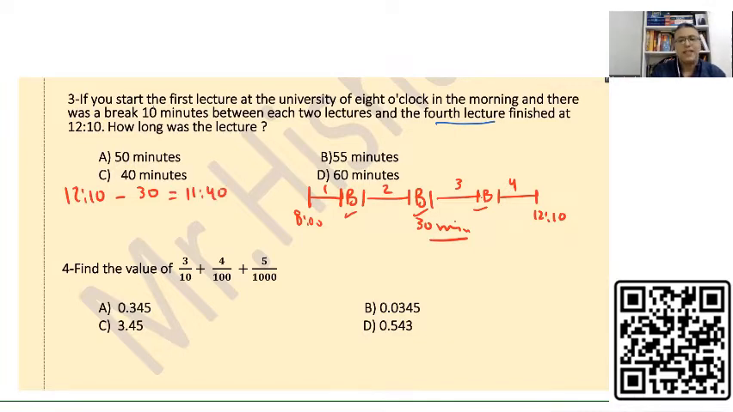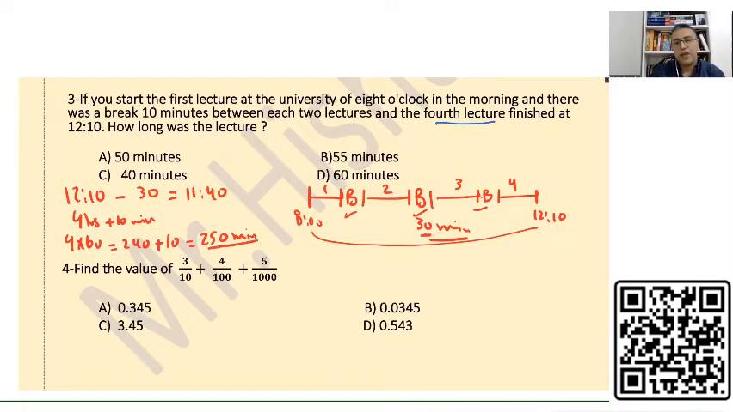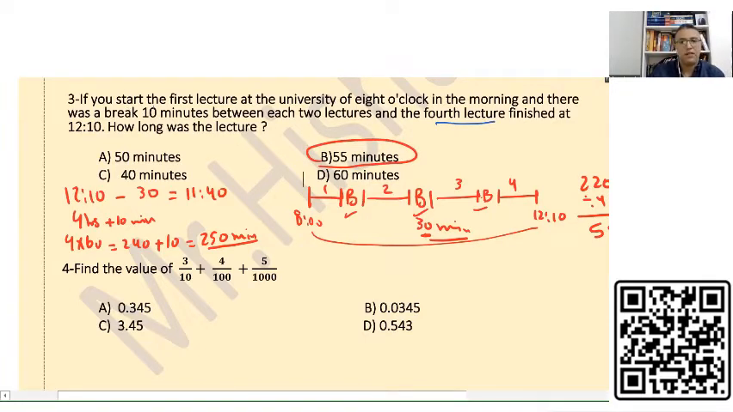Or I can say that from 8 to 12:10, this is 4 hours and 10 minutes. 4 by 60 is 240, plus 10, so 250 minutes in total. By taking away 30, the remainder is 220 minutes. I divide them by 4, which gives me 55. So each lecture is equal to 55 minutes.